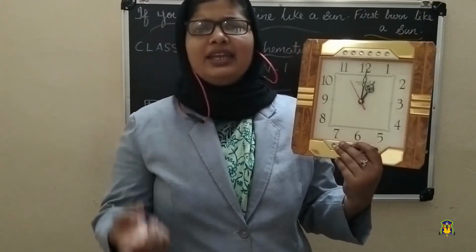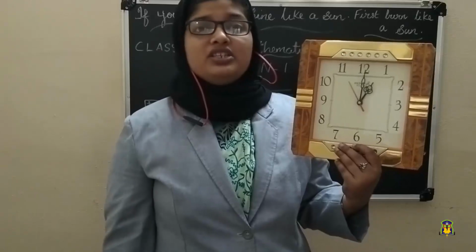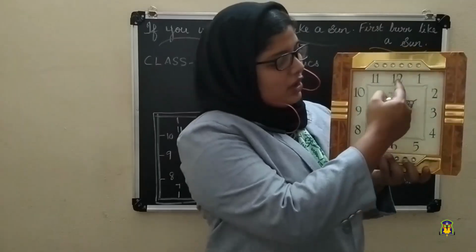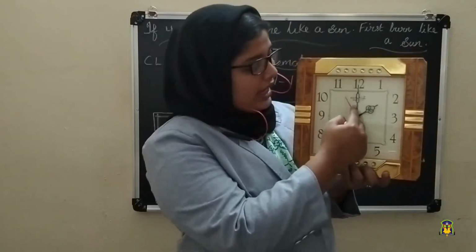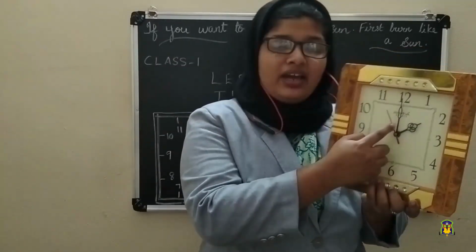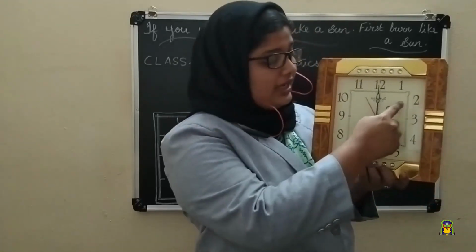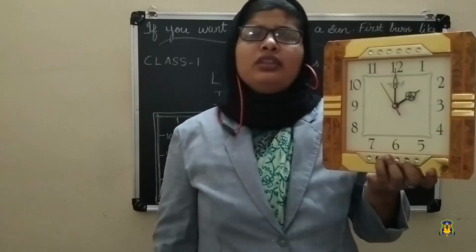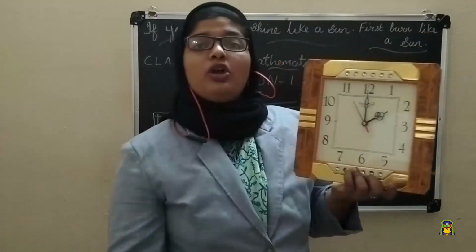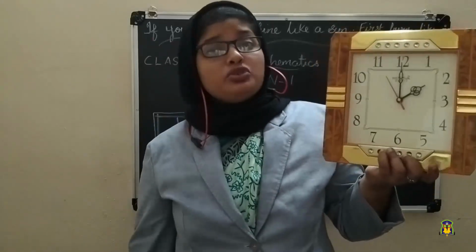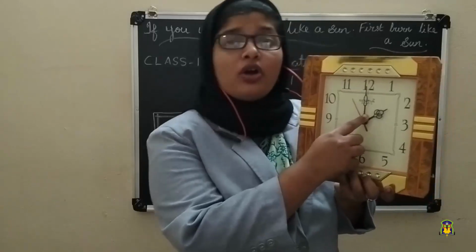Next, we are going to read the time. The long hand is on 12 and the short hand is on 2. So the time is 2 o'clock. What is the time? 2 o'clock.